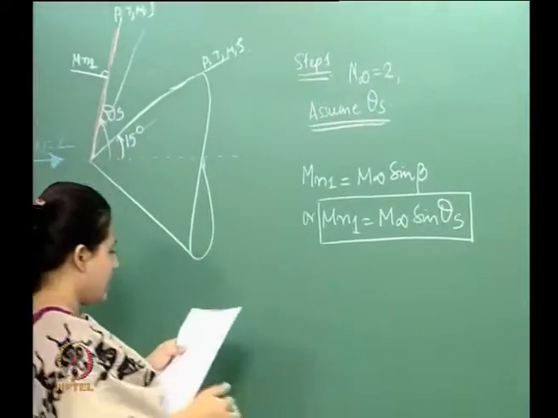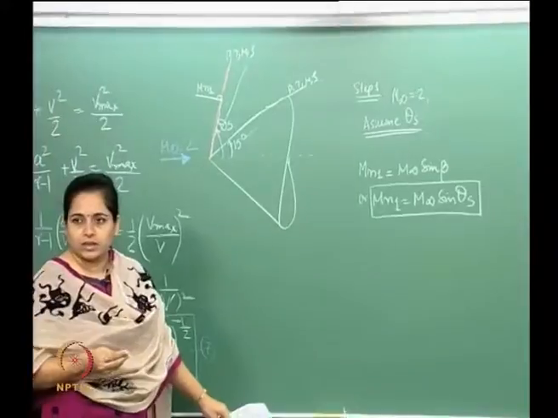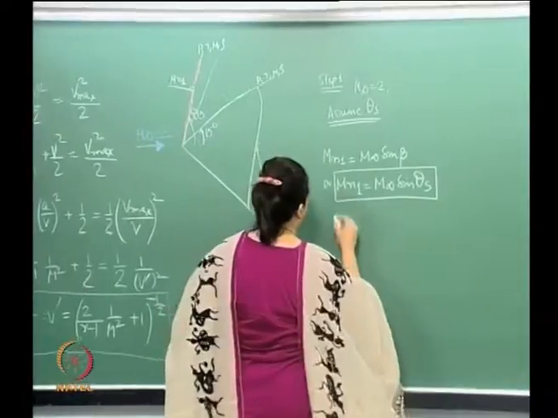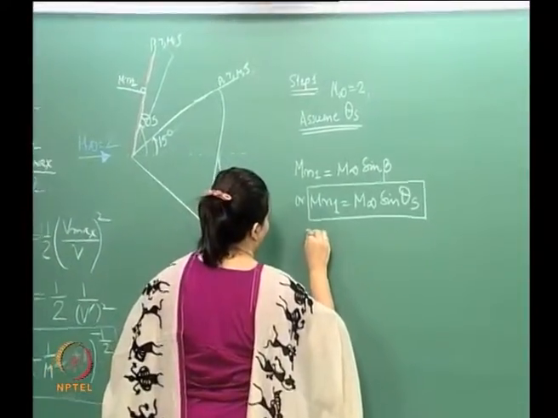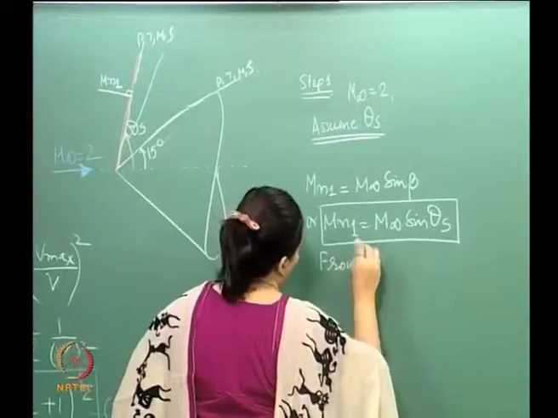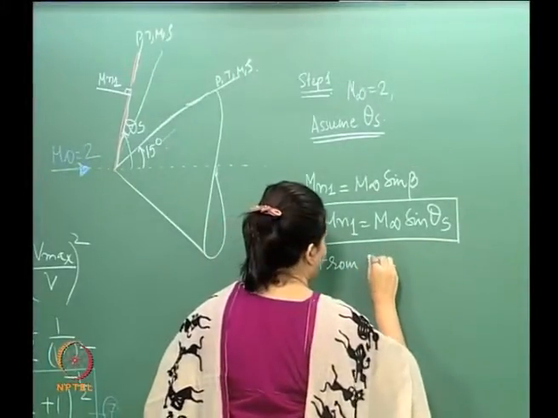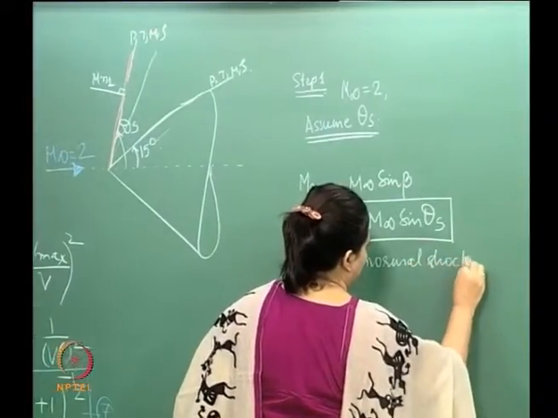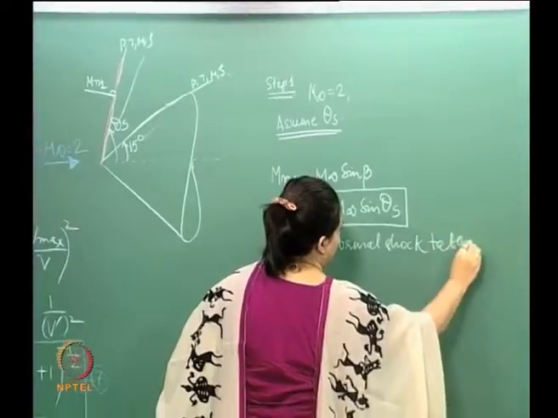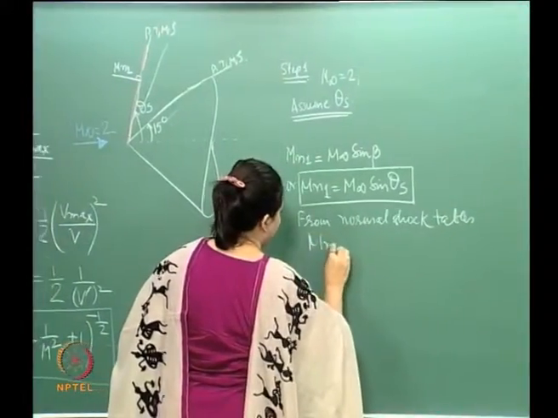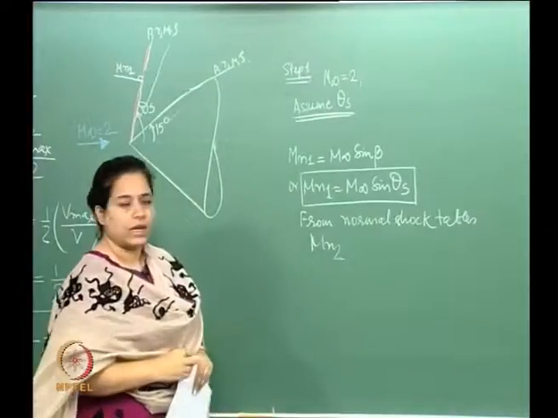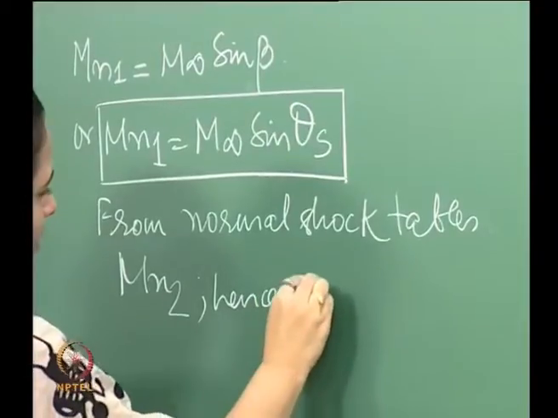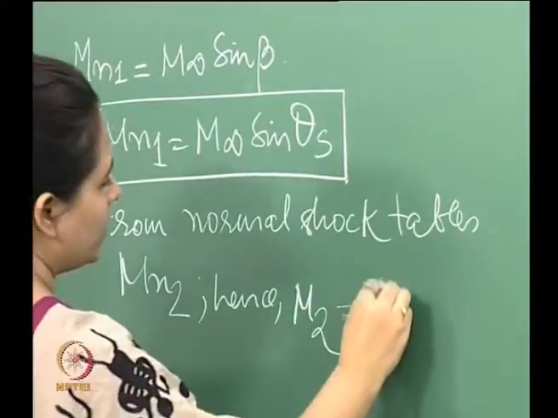Now we go ahead and look up the charts, and get the corresponding Mn2. So, the next thing to do is, from the normal shock tables, we get Mn2, and hence we get M2.